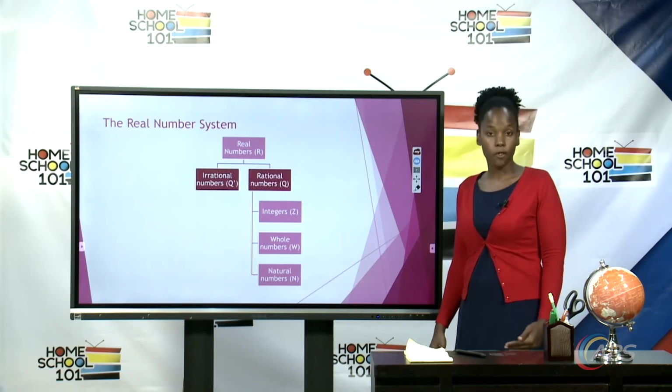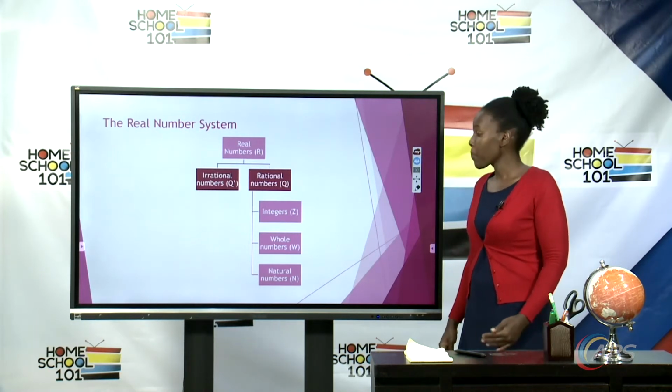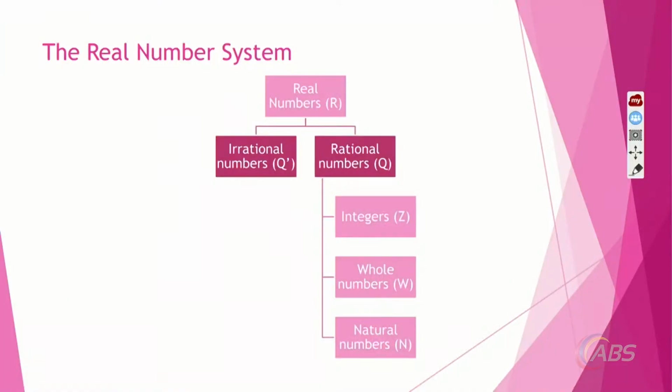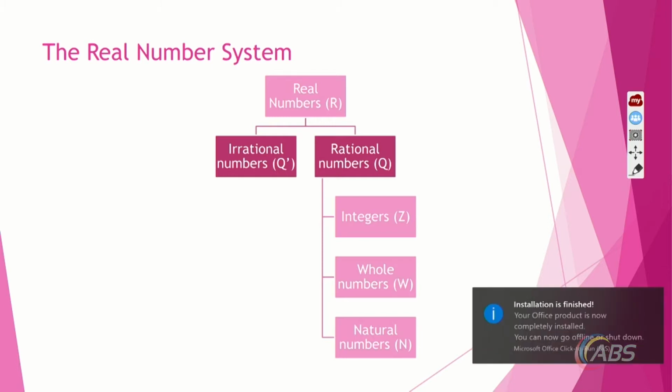Your set of natural numbers, which are your counting numbers, your set of whole numbers, which are your natural numbers and 0, and your set of integers, which refers to your negative and positive numbers as well as 0.